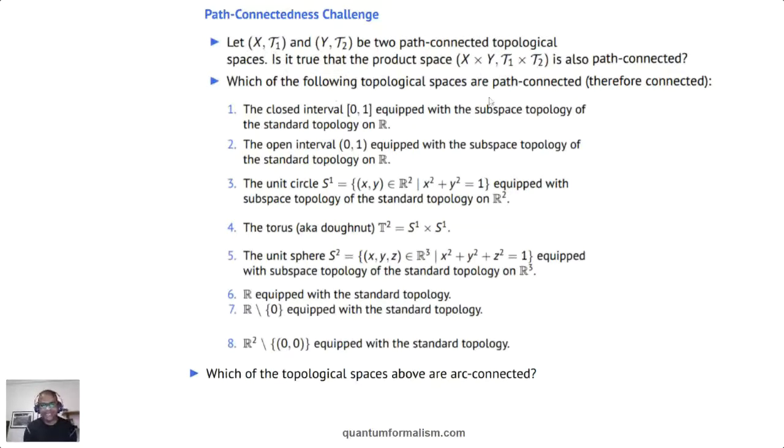The second challenge is: which of the following spaces are connected and therefore path connected? For example, the closed interval [0, 1] equipped with the subspace topology of the standard topology in R. And the open interval (0, 1) equipped with the subspace topology of the standard topology. Also, the circle, and the torus.